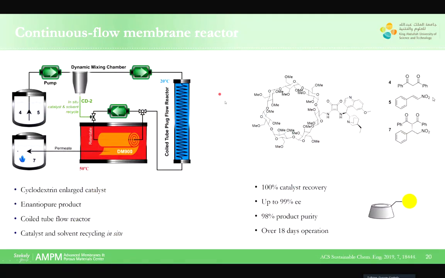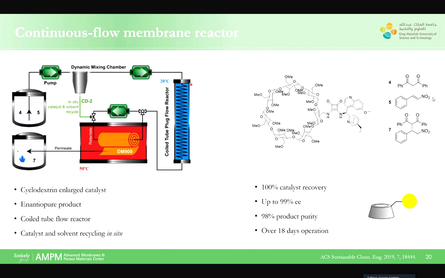And here's another example where we used a plug flow reactor. So this is a coil tube plug flow reactor. And the previous two examples were heterogeneous catalysis. So we took a membrane material and we grafted an organocatalyst onto it. So you have a membrane and that is the catalyst. So that's heterogeneous catalysis. In the second case, we had a packed bed reactor with a solid catalyst in it. So again, that's heterogeneous catalysis.